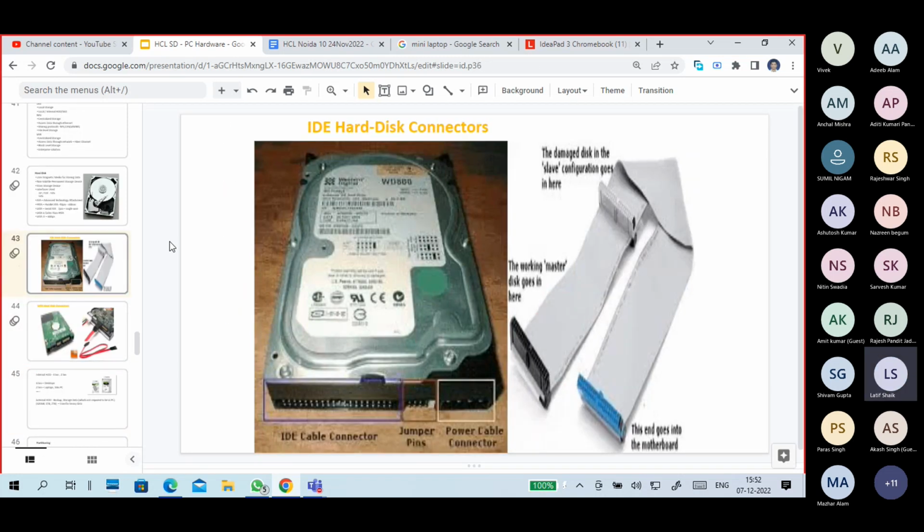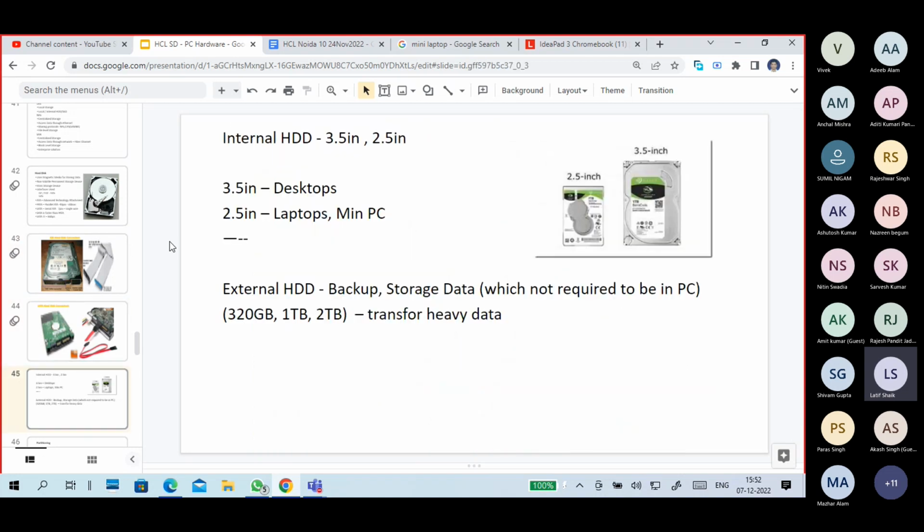These are the internal hard disks we used in olden days. Till now we are using a SATA type of interface. Guys, for internal hard disks, generally there are two sizes, 3.5 and 2.5 inch. 3.5 is suitable for desktops. If you want to use 2.5 for a desktop, you can use it. Also, you can use 2.5 inch hard disks for laptops and mini PCs.